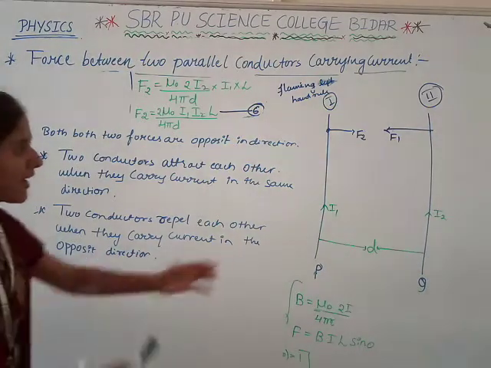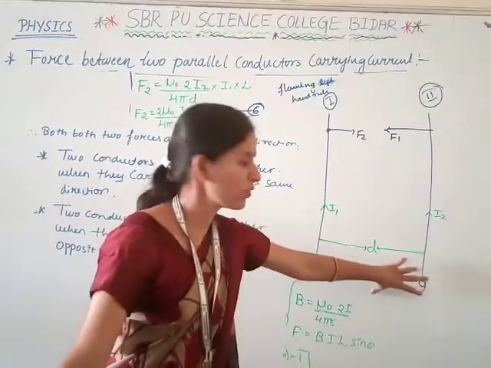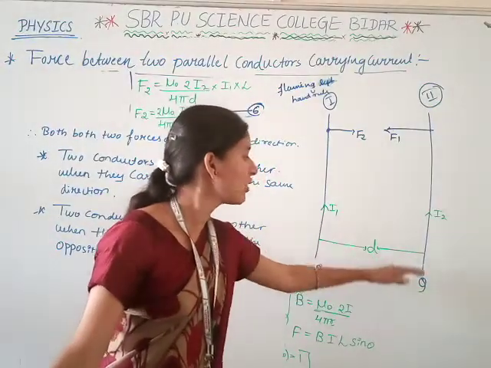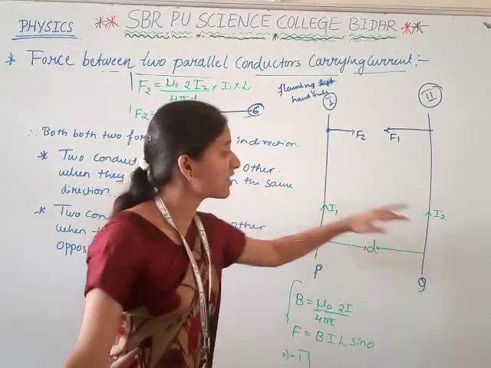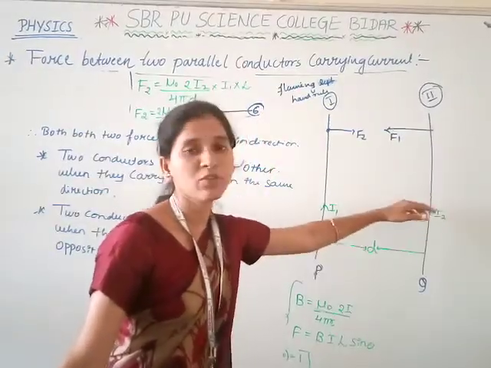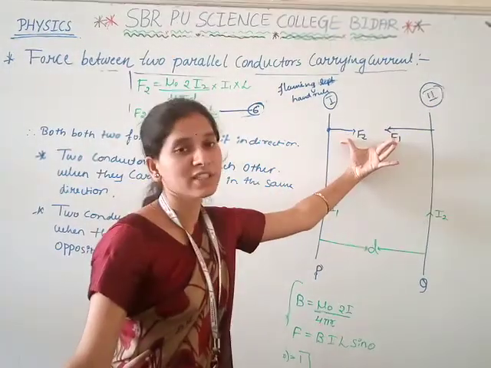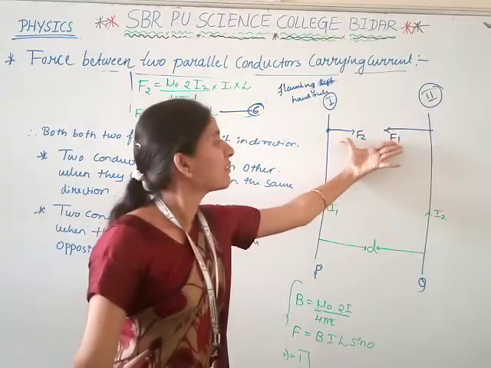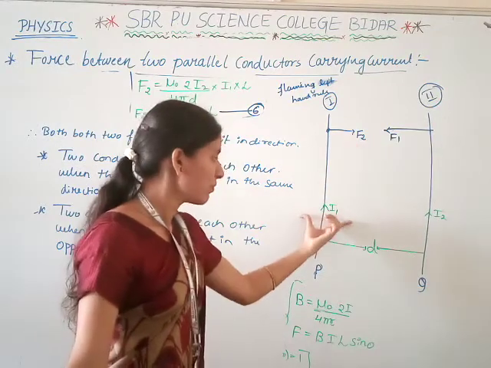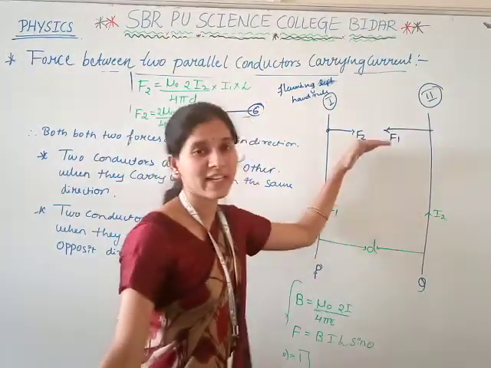To find the force between two parallel conductors, we consider two conductors, P and Q, in which the current I1 flows through conductor P and the current I2 flows through conductor Q. Both are taken in the same direction. That's why the forces are in opposite direction.